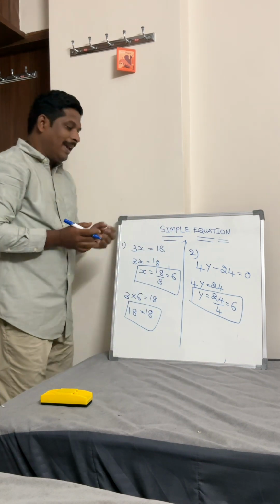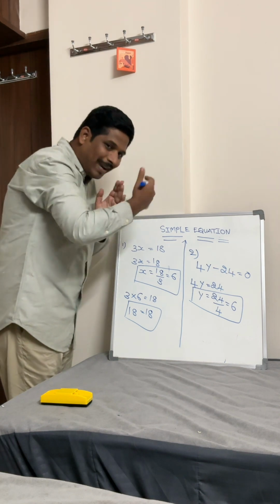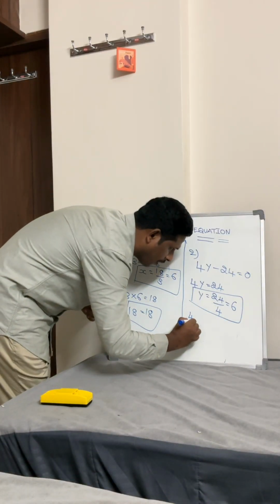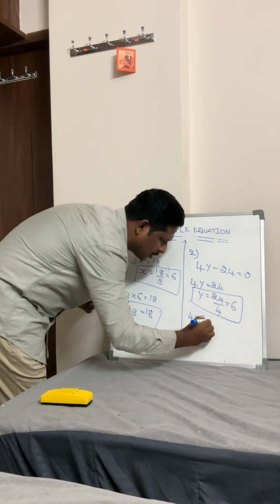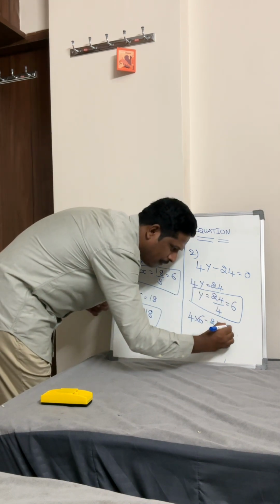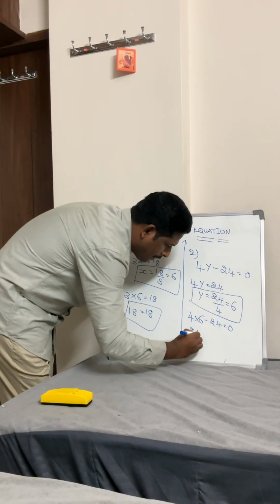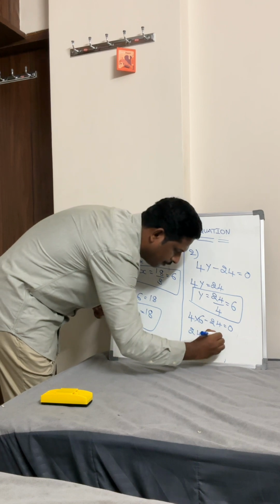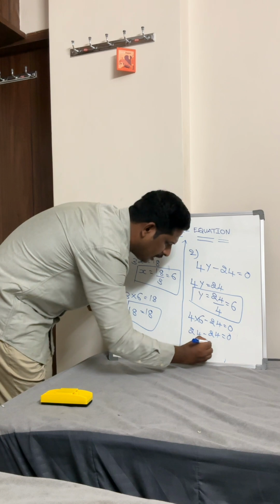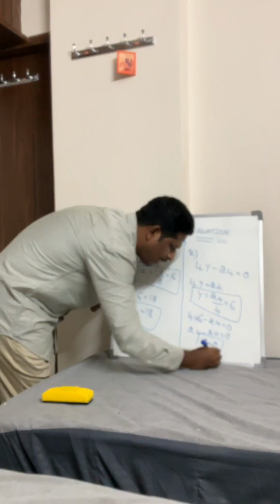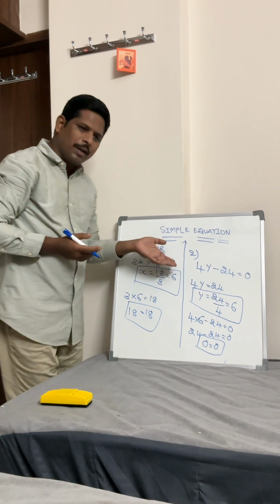Here again I am applying the property of simple equation. LHS is equivalent to RHS. See, 4 multiplied with the y value, 6, minus 24 is equivalent to 0. So 4 into 6 is 24. 24 minus 24 is 0. 0 is equivalent to 0. Hence we proved LHS is equal to RHS. This is the beauty of the property of the simple equation.